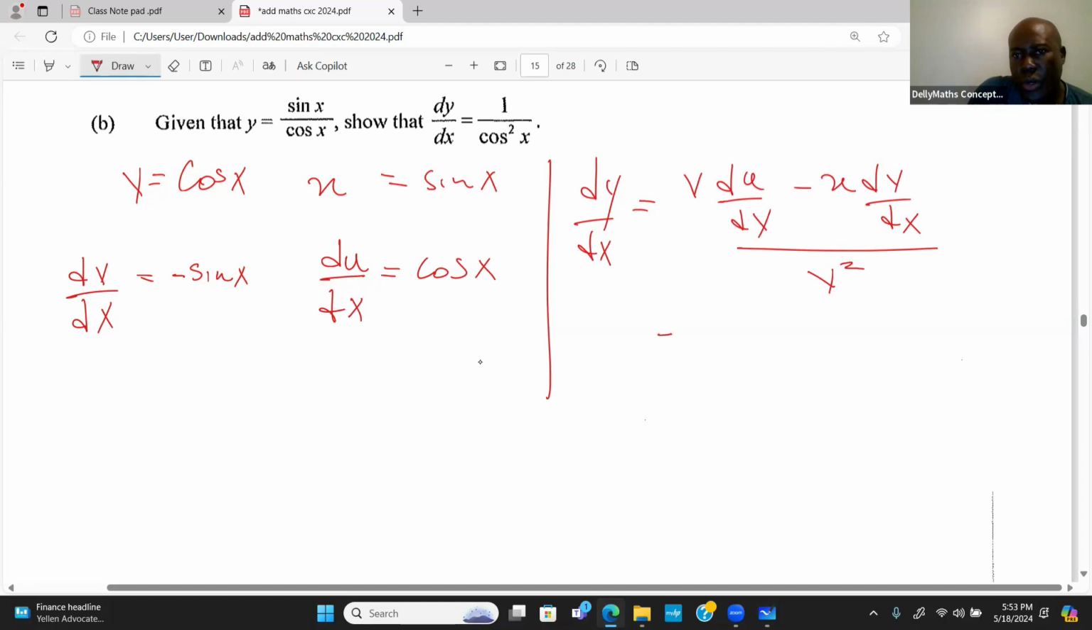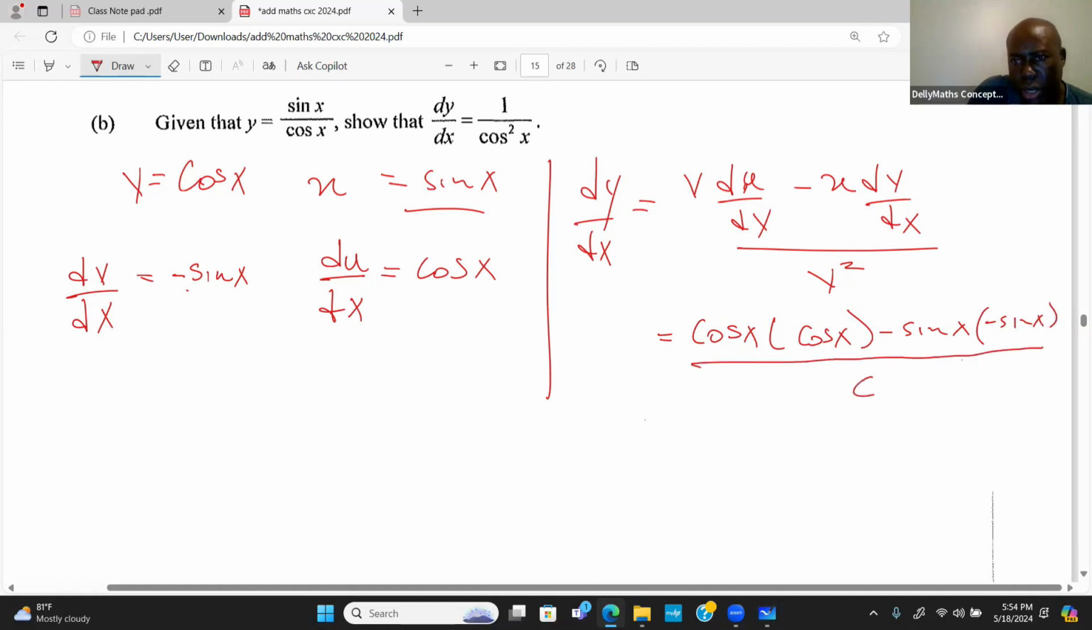It's going to be that. So in this case, as you can see, v is cos. I could just write it. So we have cos x, multiplied by du/dx, which is cos x again, minus u, sine x, multiplied by negative sine x, all over cos square x.